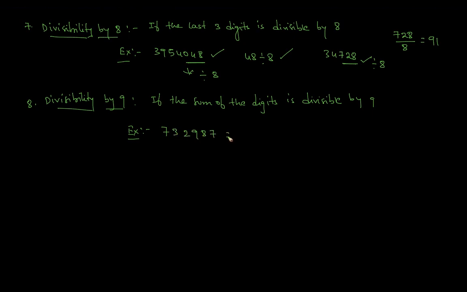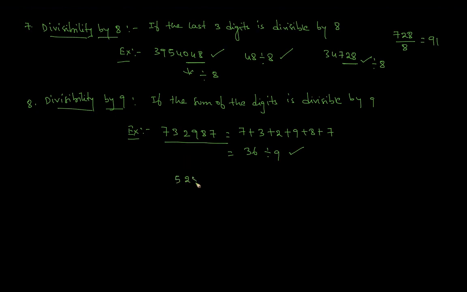732987. Now you need to tell whether this number is divisible by 9 or not. How can we say? We need to first sum the digits. 7 plus 3 plus 2 plus 9 plus 8 plus 7. Now check it. 10, 12, 21, 29, 36. Right? So 36 is divisible by 9. Yes, so definitely this number is also divisible by 9.